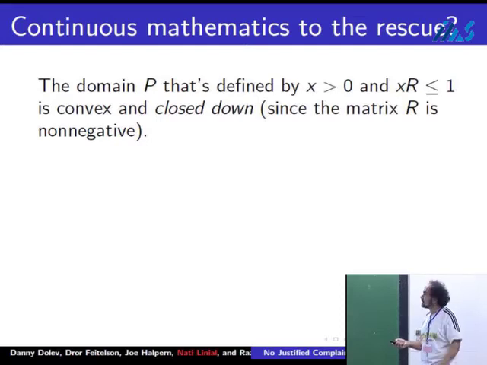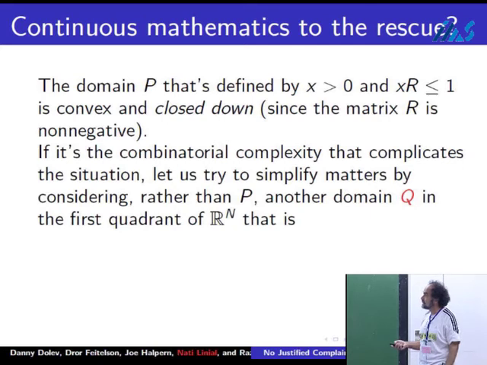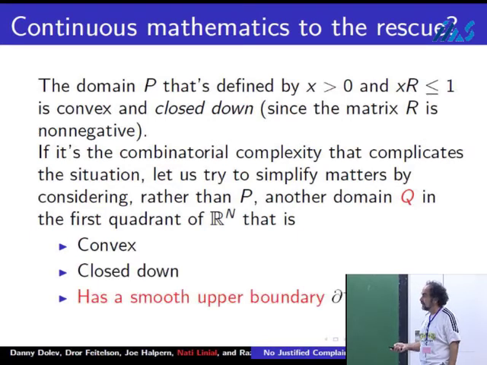Reduce the coordinates you're staying in, because that's a matrix R, the matrix R is a non-negative matrix. And we're trying to replace this domain P by another domain Q that sits in the first quadrant of Rn that in many respects is very similar to P. It's closed down, it's convex, except I want to smoothen out this upper envelope with the hope that that will simplify things for me. So what I want to consider instead of this polytope P that I had before is a domain Q that's convex, closed down, and has a smooth upper boundary.